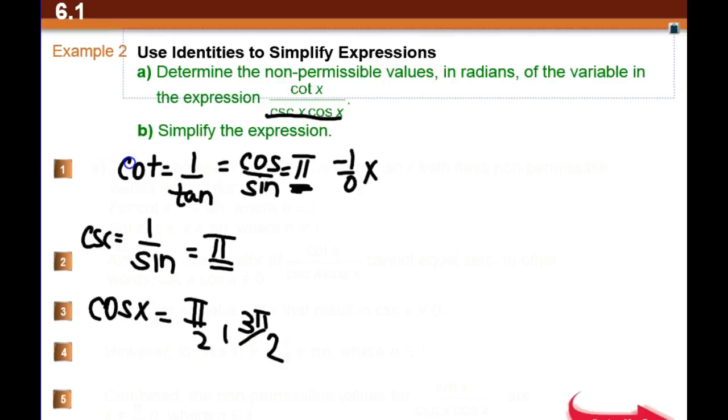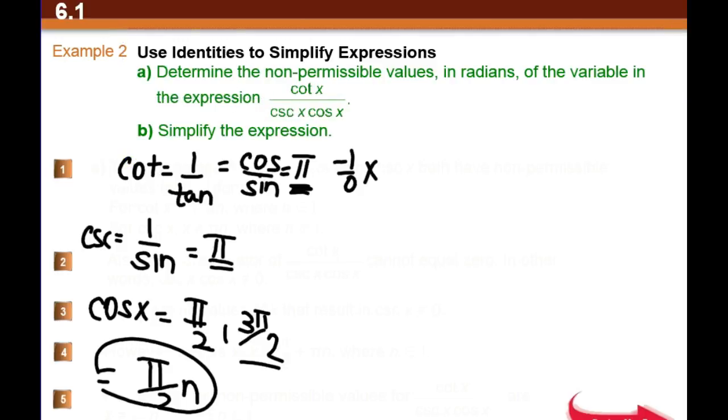If we want to combine all this stuff, all we have to do is say our restriction is going to be pi over 2 n, because if n was 1, it would be pi over 2. If n was 2, then we'd be at pi, which is also a restriction. And if we were at 3, then we'd be at 3 pi over 2, which is also a restriction. So by just saying this, it compounds all of these restrictions into one little section.